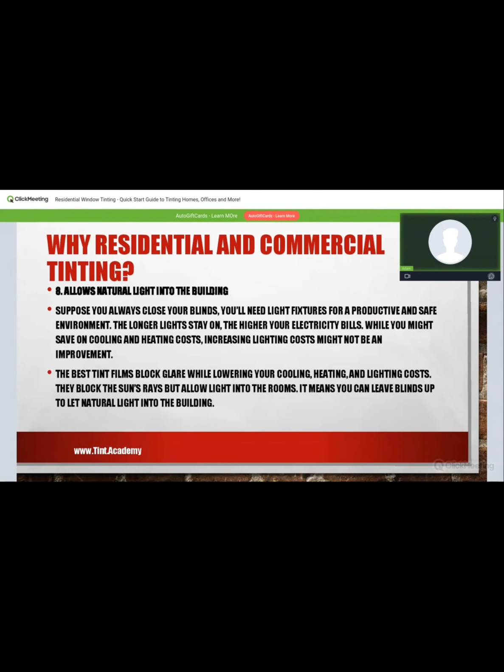Next, it allows natural light in the building. So like we talked about a few slides before, a lot of film has that same VLT, just like automotive. So you go 5%, 15%, 35%. We did the Kegs and the Mandarin. So when we did the Kegs, we did all the Kegs across Ontario. We did a very light film on it.